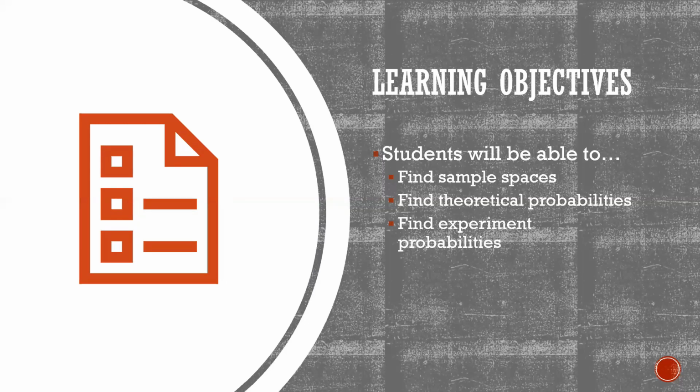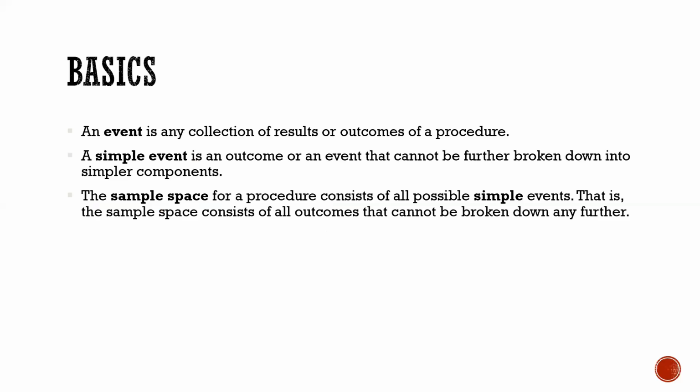So let's just give you some primitive terms. These aren't necessarily some of the best definitions because, with primitive terms, how would you define number to somebody? Sometimes they're hard. But an event is any collection or result of an outcome of a procedure. Don't worry about the definition of these things. A simple event is one that can't be broken down into smaller components.